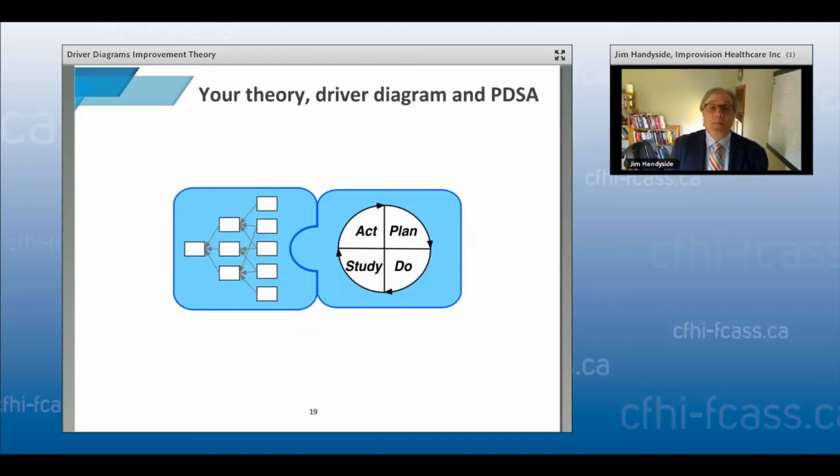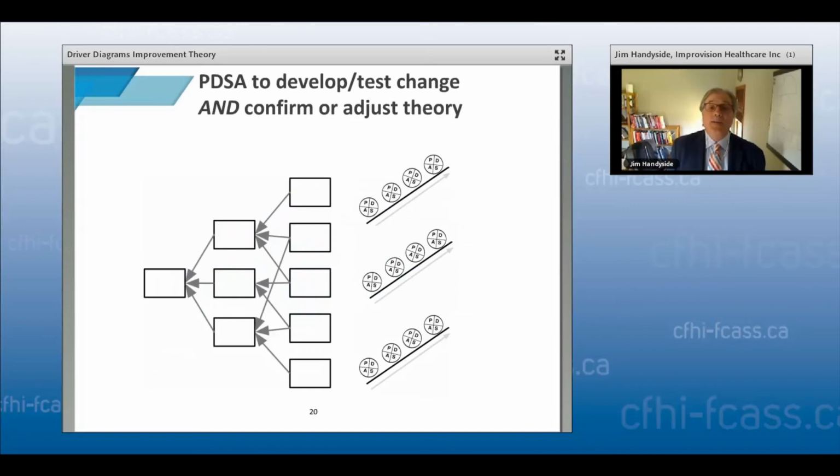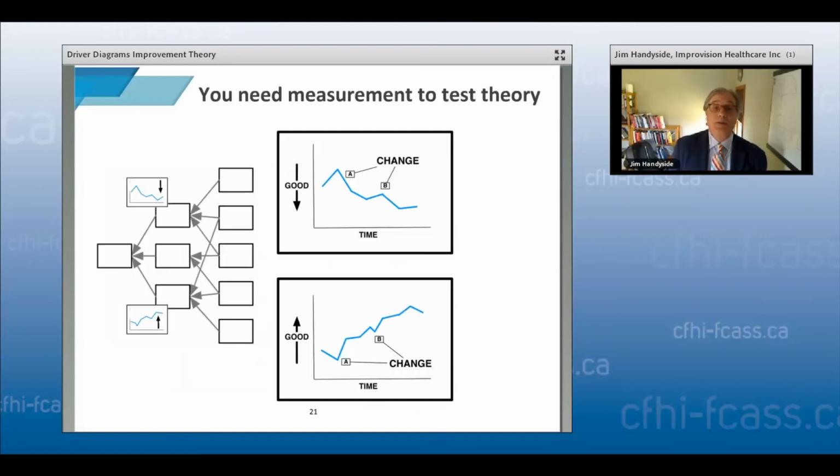The driver diagram and the Plan, Do, Study, Act cycle work together hand in hand, and we'll have a look at that now. You'll see that when you're testing change on a small scale and ramping up, you're actually testing your theory. You're testing: is my theory actually holding up? We're looking for measurements as we're making these changes, and whether or not the theory is being confirmed or whether we'd have to change our theory. Sometimes when we test change, we realize that the theory is not adequate. It's incorrect in some way, and it needs to be adjusted.